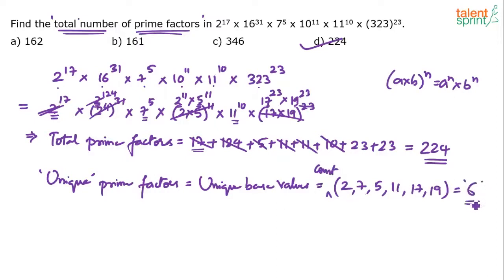6. Right? So remember, if the question says how many unique prime factors are there in this one, your answer should be 6. How many total prime factors are there in the given expression? Your answer should be the sum of all the powers when the bases are expressed as prime numbers. So option D, 224 is the answer. But one additional point you have to remember is if he says unique, then you should count only the unique bases that we have. Okay, I hope all of you have understood. You've got 224 as the answer, but you should also know that the same question can be asked in a different way.